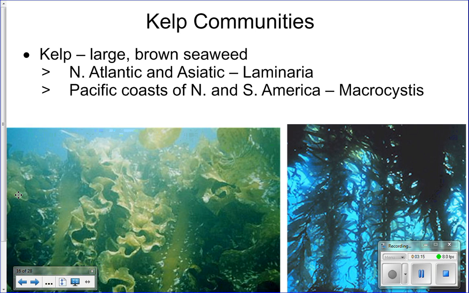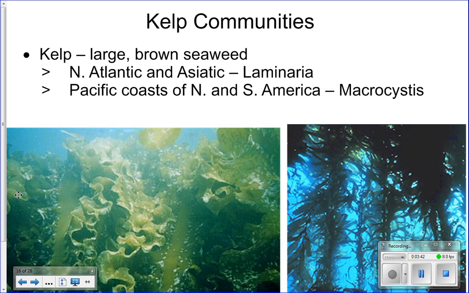But if you're off our coast, you're going to see Macrocystis, which is the picture right here. That's the giant kelp, and that's the type of kelp that will form kelp forests on our coast. Depending on where you are, you'll have different kinds of kelp that will grow, and as you can see, they're very different. So you're going to get different kinds of communities that can live in these two areas.